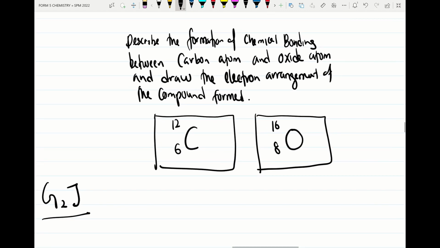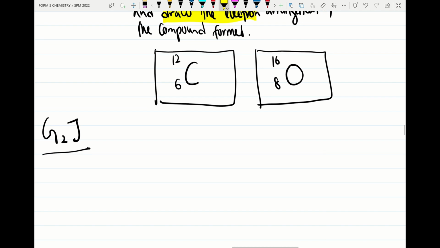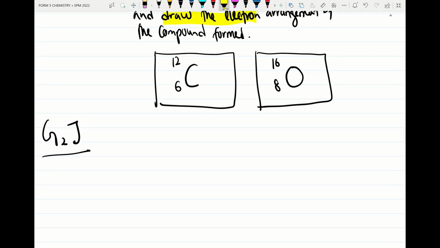All right, so we try to check this question. Describe the formation of chemical bonding between a carbon atom and an oxygen atom and draw the electron arrangement of this compound. So this is a type of essay question I try to do here. We check that carbon has proton number 6, so the electron arrangement is 2.4. Oxygen atom has proton number 8, so the electron arrangement is 2.6. All right, carbon is a non-metal, and oxygen is also a non-metal, so the type of bonding formed is covalent bond. So we try to check how many electrons carbon will contribute for sharing?